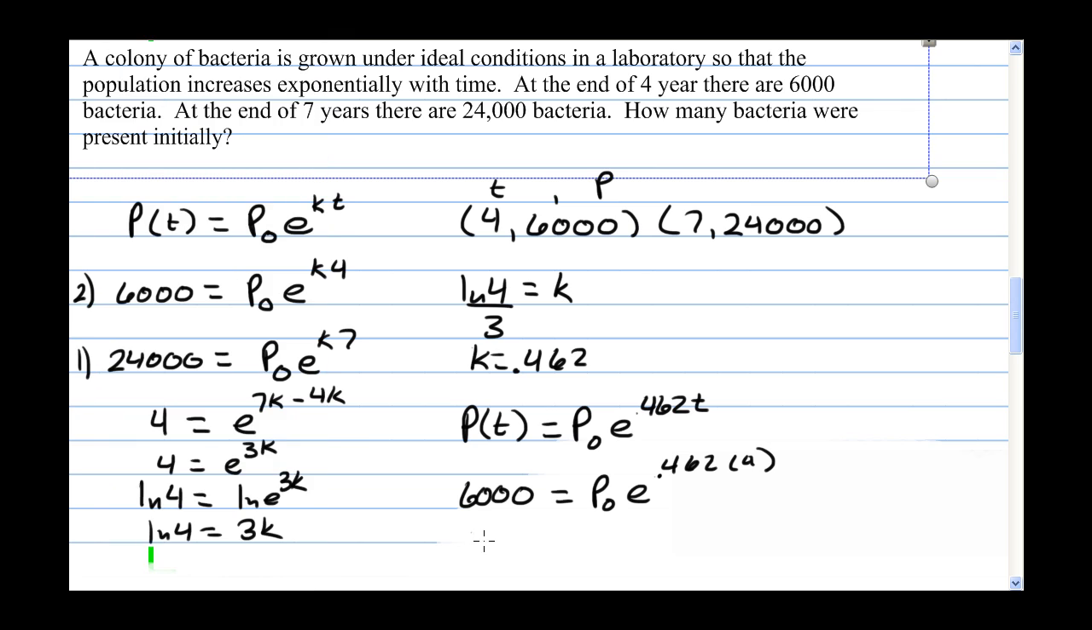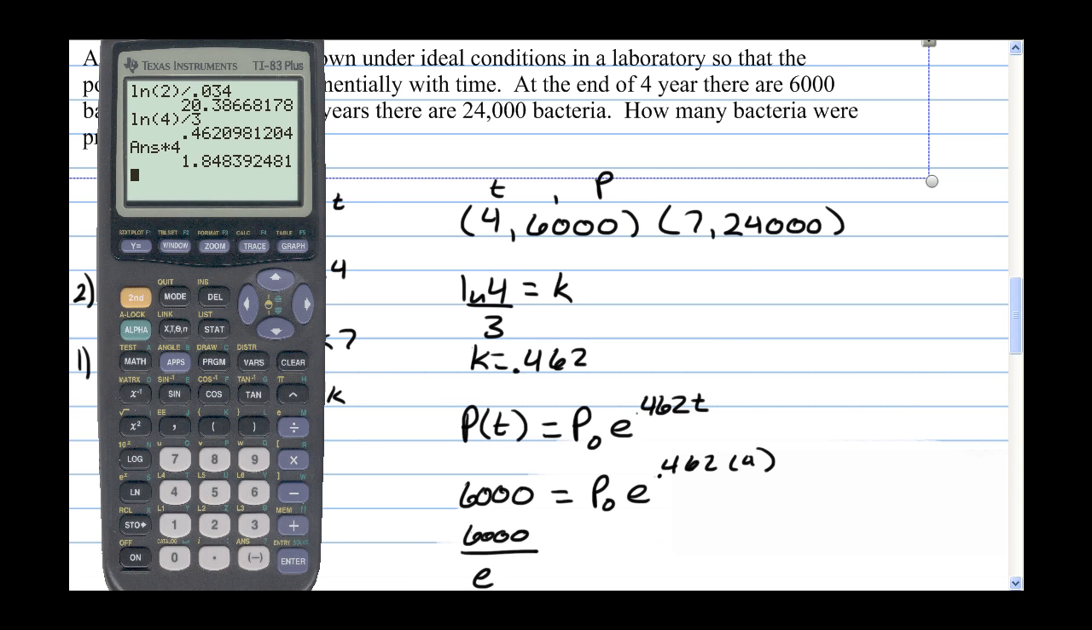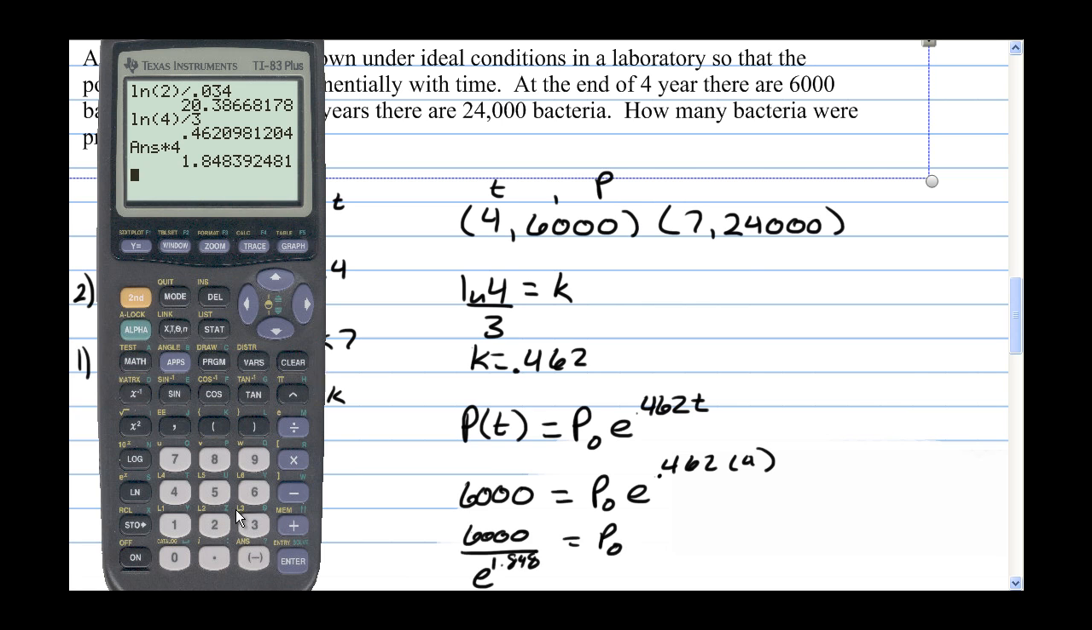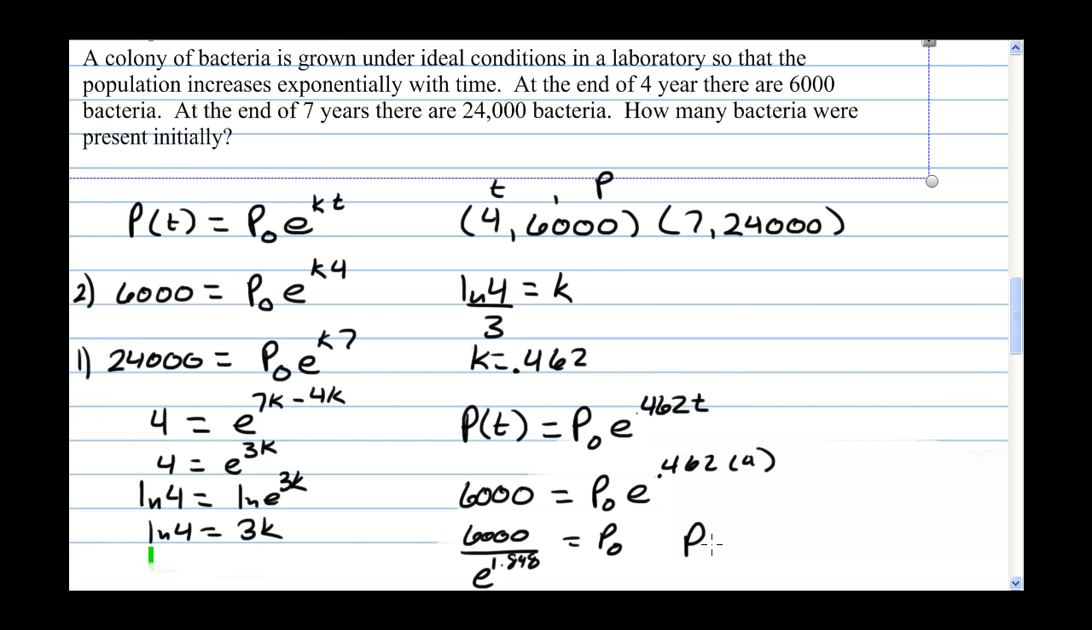So we have 6,000 divided by e to the whatever that value was, 1.848, equals P naught. So now we can take 6,000 divided by e to the answer, and we never did actually use a rounded answer. So the original amount was 944.941 bacteria.